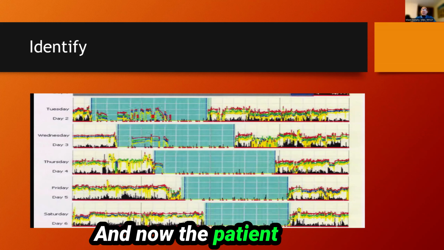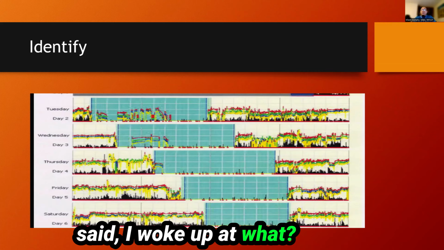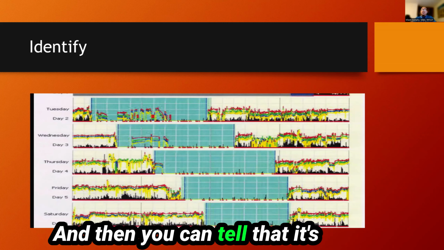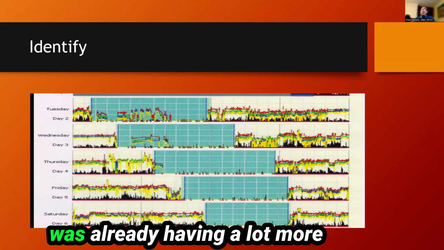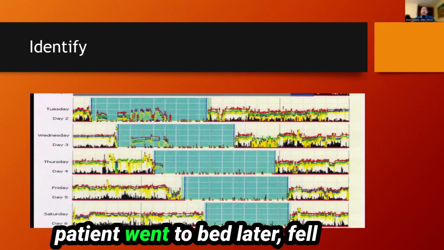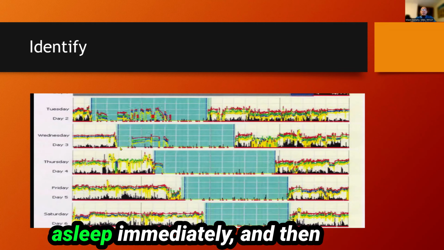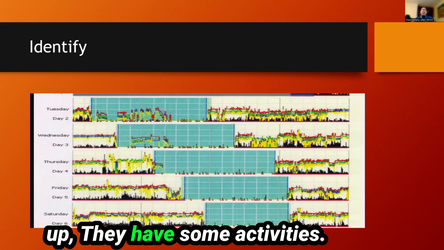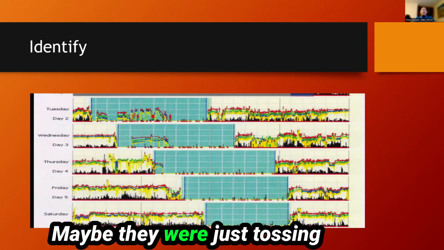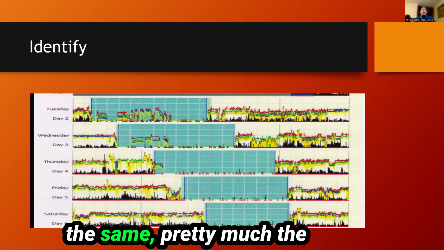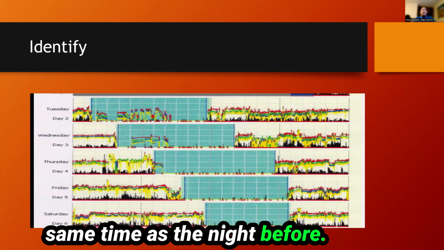And now the patient said, I woke up at, say, 5 a.m. All right. And then you can tell that it's true because then the patient was already having a lot more activities throughout the day. And the following night, a patient went to bed later, fell asleep immediately, and then for some reason they woke up. They have some activities. Maybe they were just tossing and turning here. And usually pretty much the same time as the night before. Can you see that?